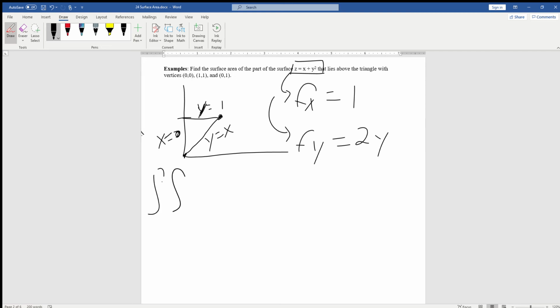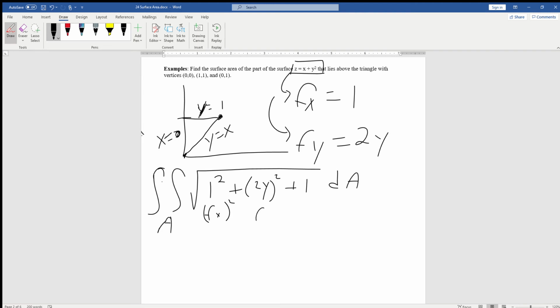Double integral over the region A of the square root of 1 squared plus (2y) squared plus 1 dA. So this is f_x squared, and then we have f_y squared, and then we have the 1. All right, so remember, that's our formula for surface area that we just found previously.